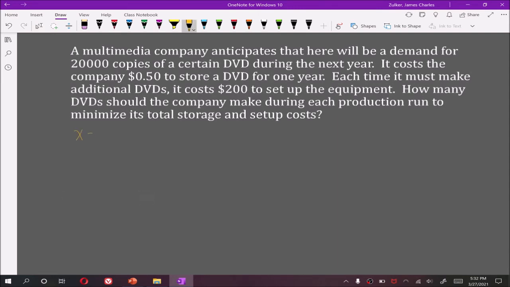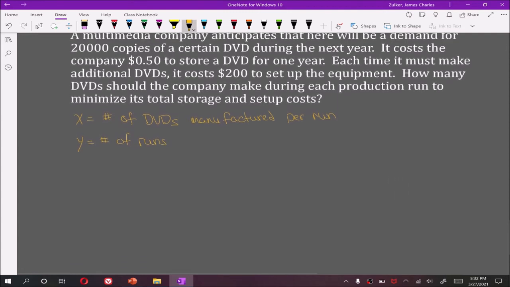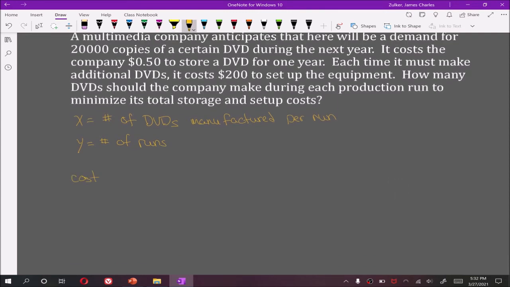We'll say X will be the number of DVDs manufactured per run, and we'll let Y be the number of production runs. Now, cost for setup, or setup cost, I'd rather call it that, this is simple. It's $200 times the number of runs.